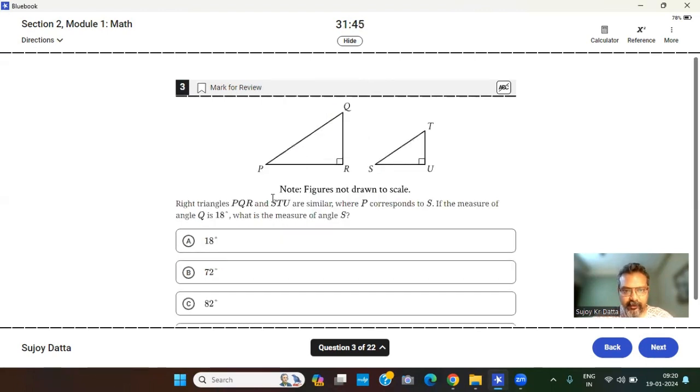All right. Next one. The right triangles are similar. P corresponds to S, Q corresponds to T, and obviously R is already equal to U, as shown there. If the measure of Q is 18, they're asking what is S. So Q is 18 means T is 18, right? If I just show this is 18, that means this is also 18. Now, if that is true, then this must be 180 minus the sum of these two, which basically comes down to 90 minus 18. So 72.